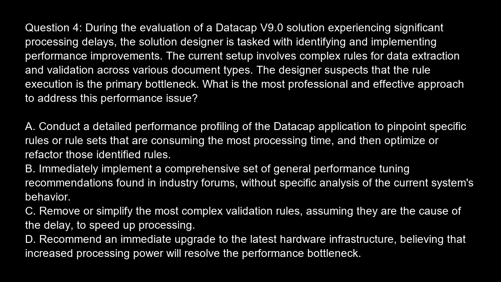Option C. Remove or simplify the most complex validation rules, assuming they are the cause of the delay, to speed up processing. Option D. Recommend an immediate upgrade to the latest hardware infrastructure, believing that increased processing power will resolve the performance bottleneck.